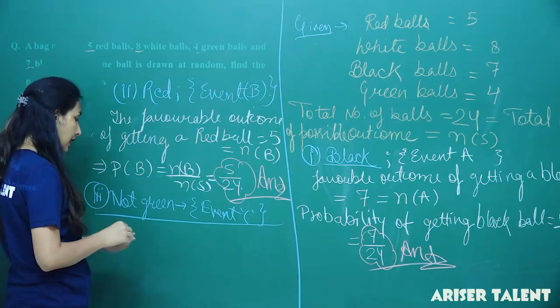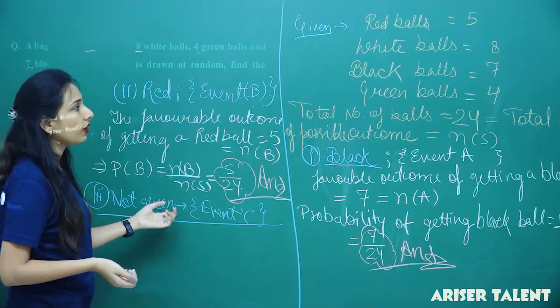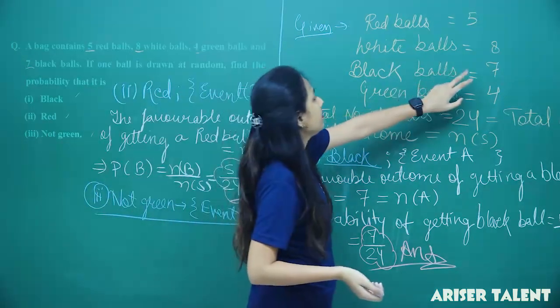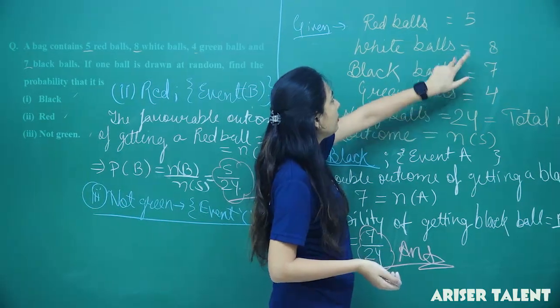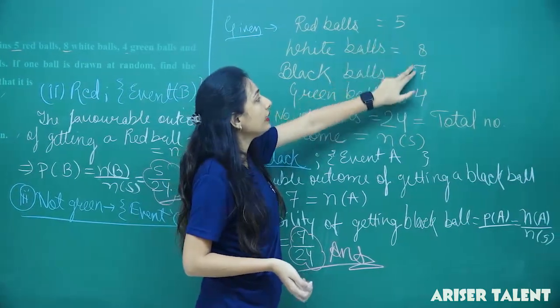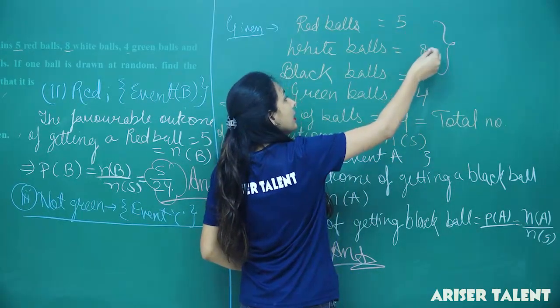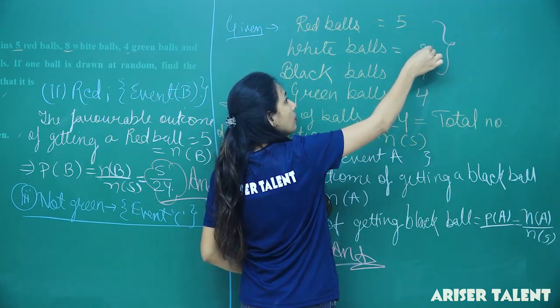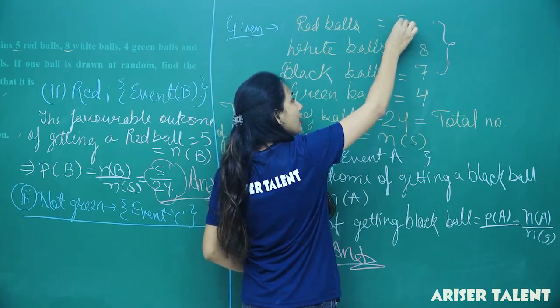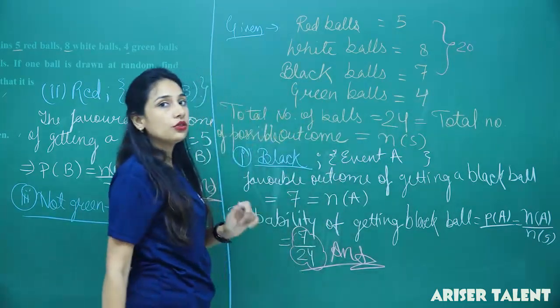Even if it is not green, then what can you have? These black ones, these white ones, this red ones. So that will be the summation. The summation of these three will be 7 and 8, that is 15. 15 plus 5 is 20. Okay, so total 20.